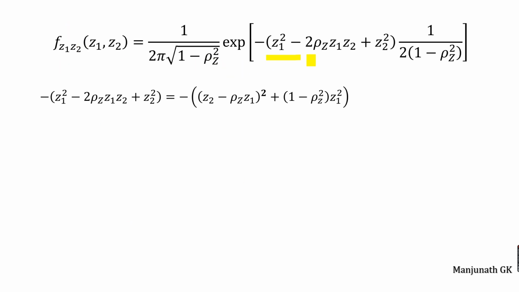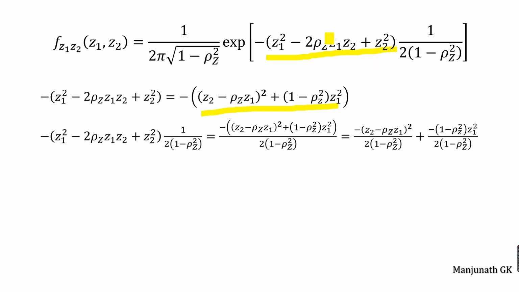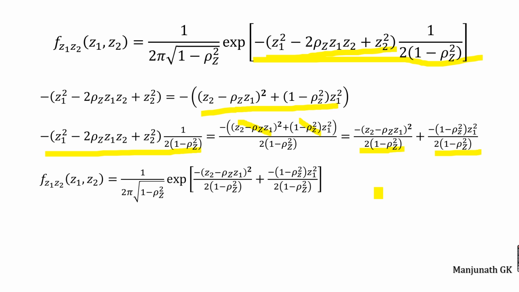In this bivariate PDF, it is considered and written in a different format. Now, consider this complete term and divide this 2 into 1 minus rho square, whole square, to the first term and to the second term. That is done here. It is divided to both the terms.